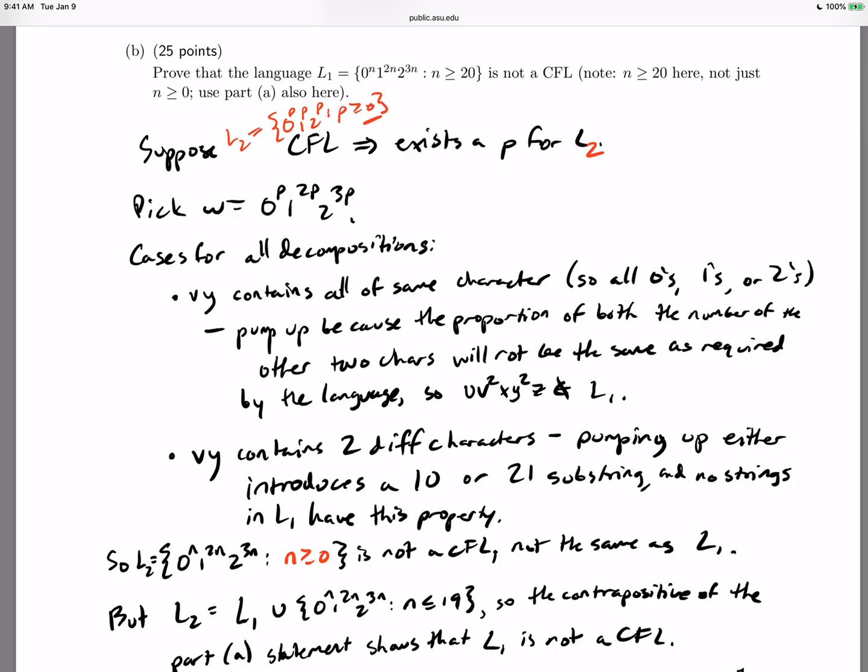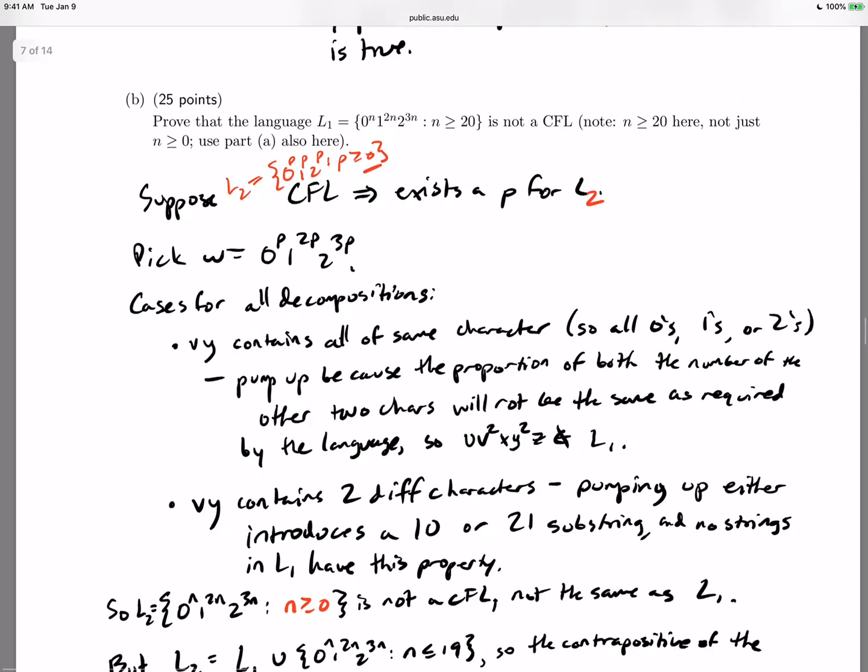what I wanted you to see here is not to just go on autopilot for these questions. Because if you just go on autopilot, you may not get a correct proof off of that. The thing that the vast majority of people missed was not picking a string that's long enough. I said that n is at least 20 here. So people just picked 0 to the p, 1 to the 2p, 2 to the 3p, and that was fine.